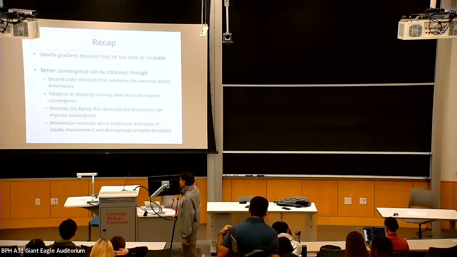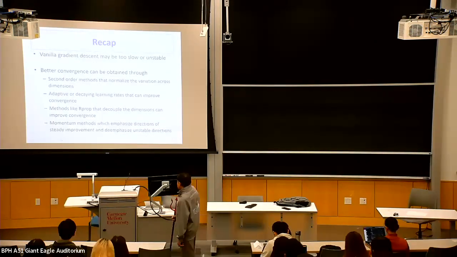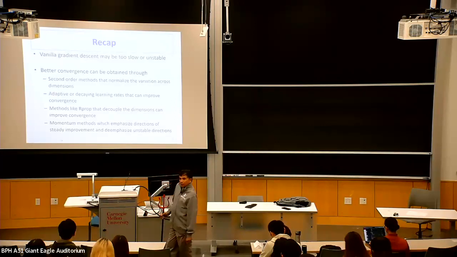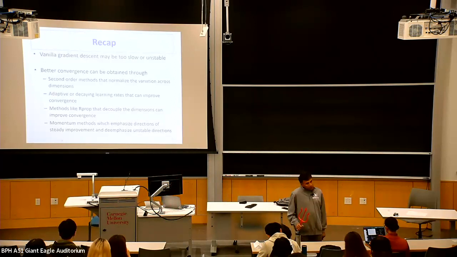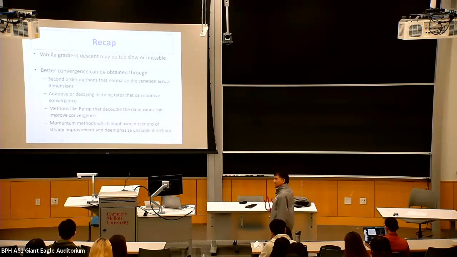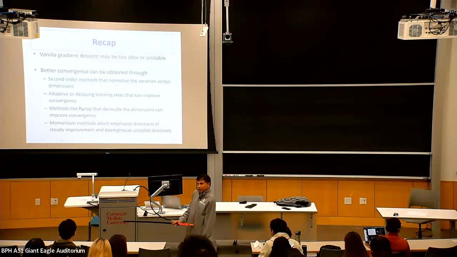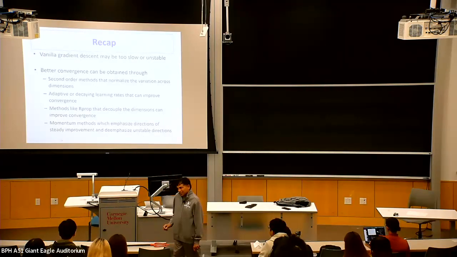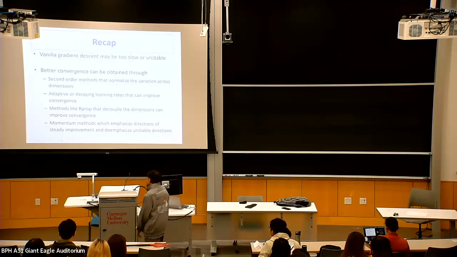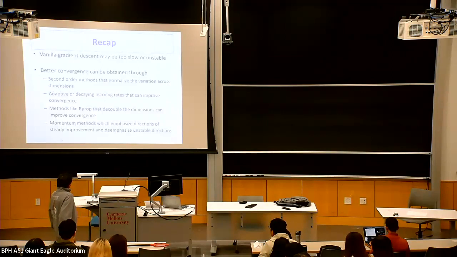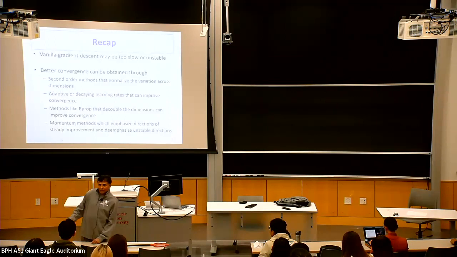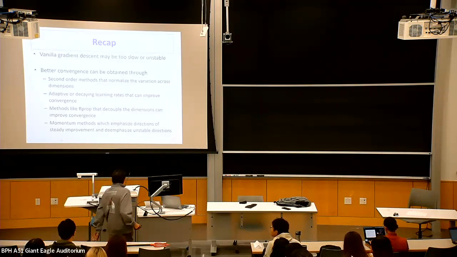We also found that vanilla gradient descent may be too slow or unstable. If you've gone through the slides, which you must, one can use second order methods that normalize variation across dimensions through the inverse of the Hessian, but they cannot be computed for large functions due to too many parameters. So we don't usually use them to train neural networks. Adaptive and decaying learning rates can improve convergence because initially they let you bounce out of the local minima and then come back into the global minimum.